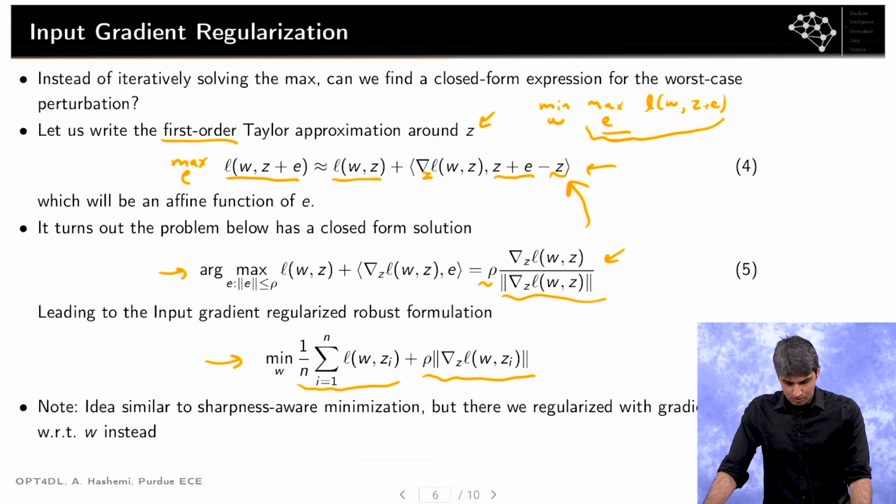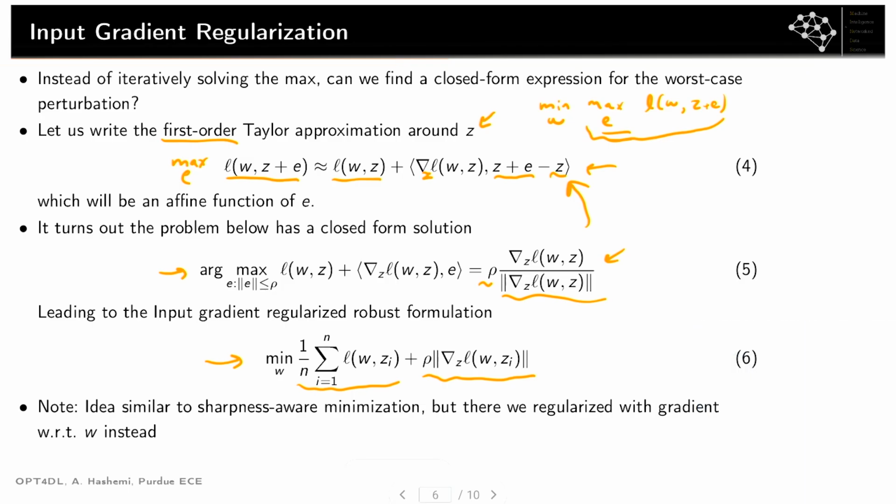Okay, so we are penalizing the sharpness of our loss with respect to the input, and by doing that, we are making sure that we are finding solutions or models that are not sensitive to small perturbations in the input space. Therefore, they will be robust solutions.